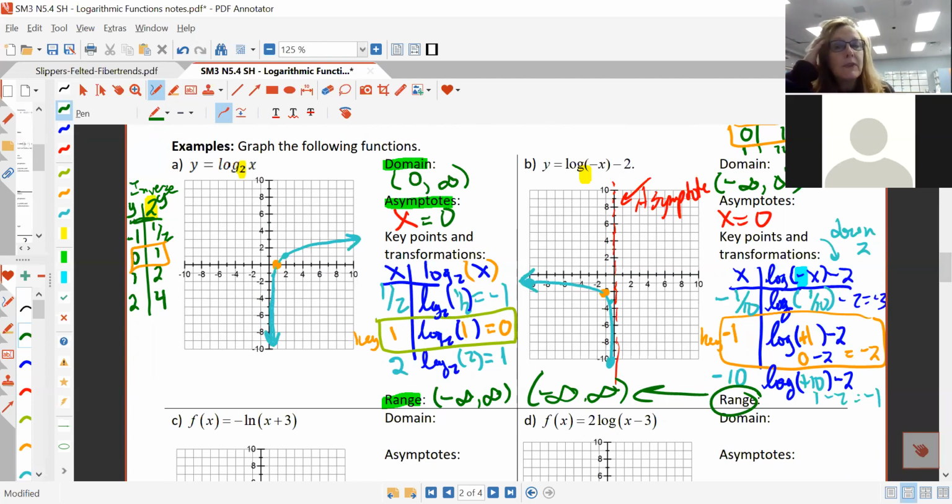Okay. So that's how I graph these. I kind of build an inverse set to help me figure out my points, because I find them confusing, honestly.